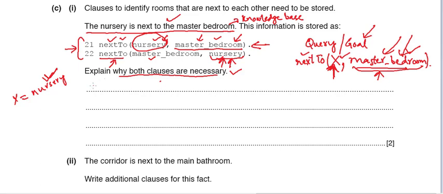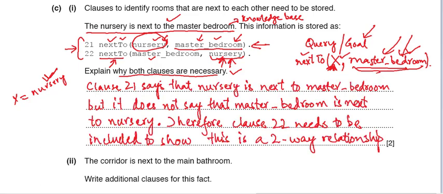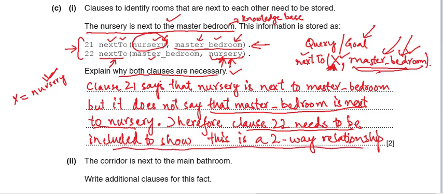that clause number 21, let me pause and write the answer. Clause 21 says that nursery is next to master bedroom, but it does not say that master bedroom is next to nursery. Therefore, clause 22 needs to be included to show that this is a two-way relationship.